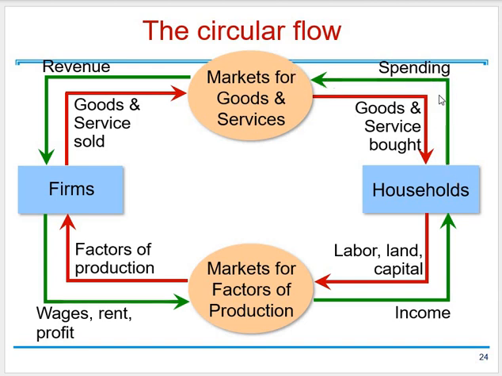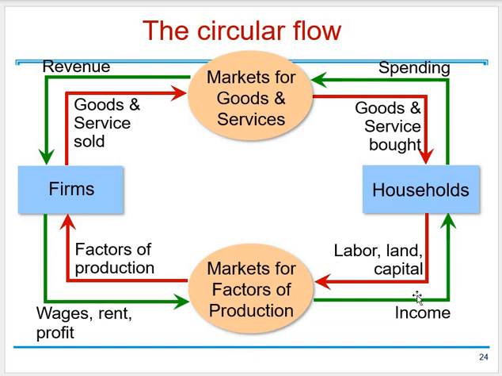Spending, or dollars, go along the green arrows from households to firms, in the form of spending from the household's perspective and in the form of revenue from the firm's perspective. So goods and services go along the red arrow, and money, dollars, go along the green arrow through the goods market. Okay?